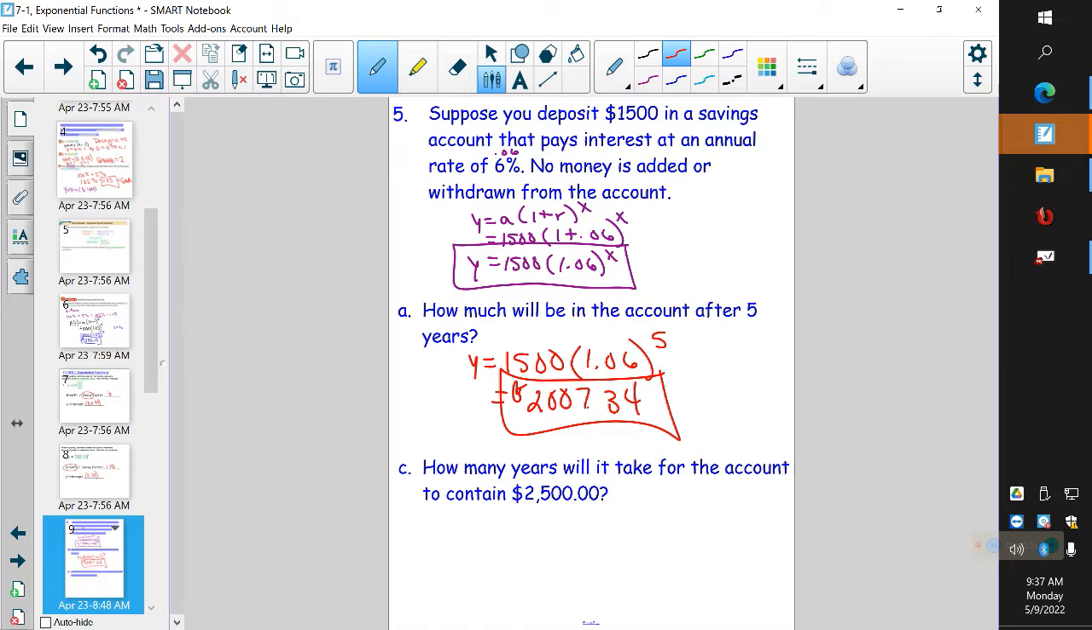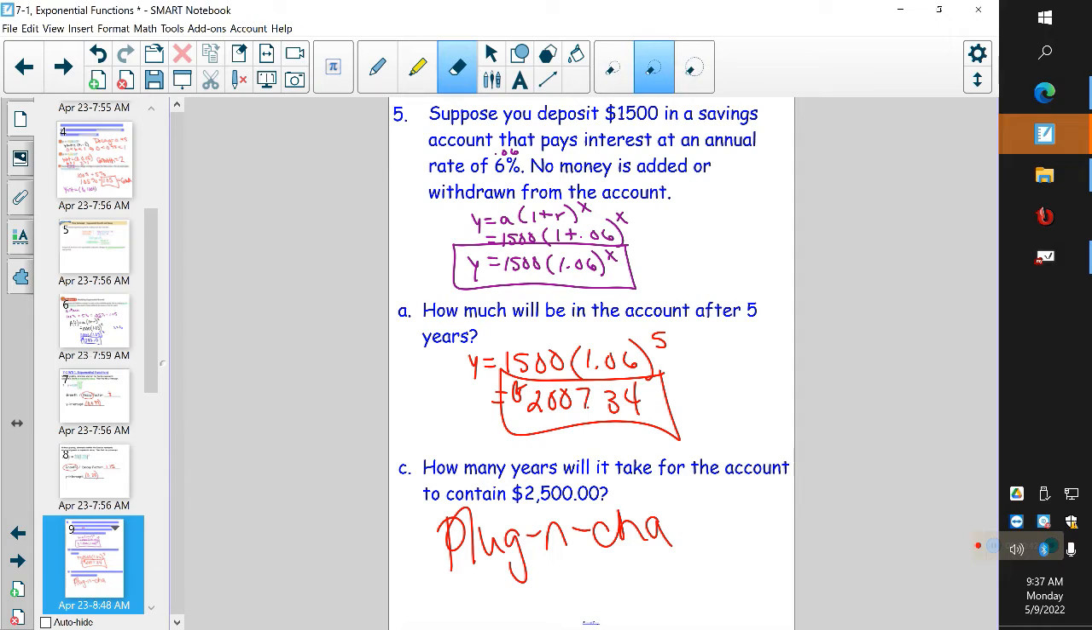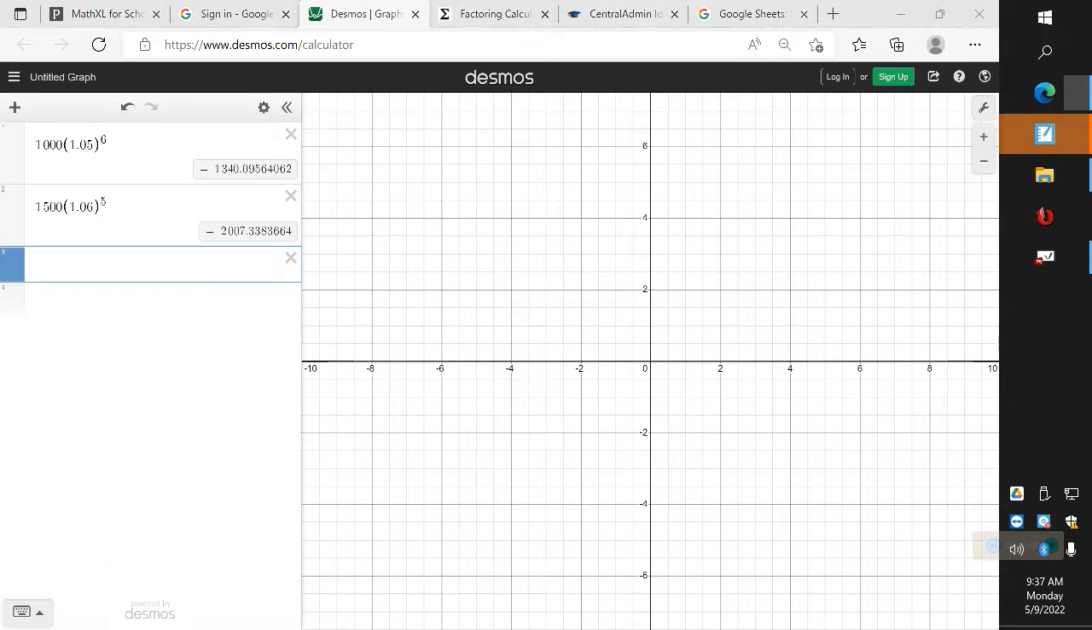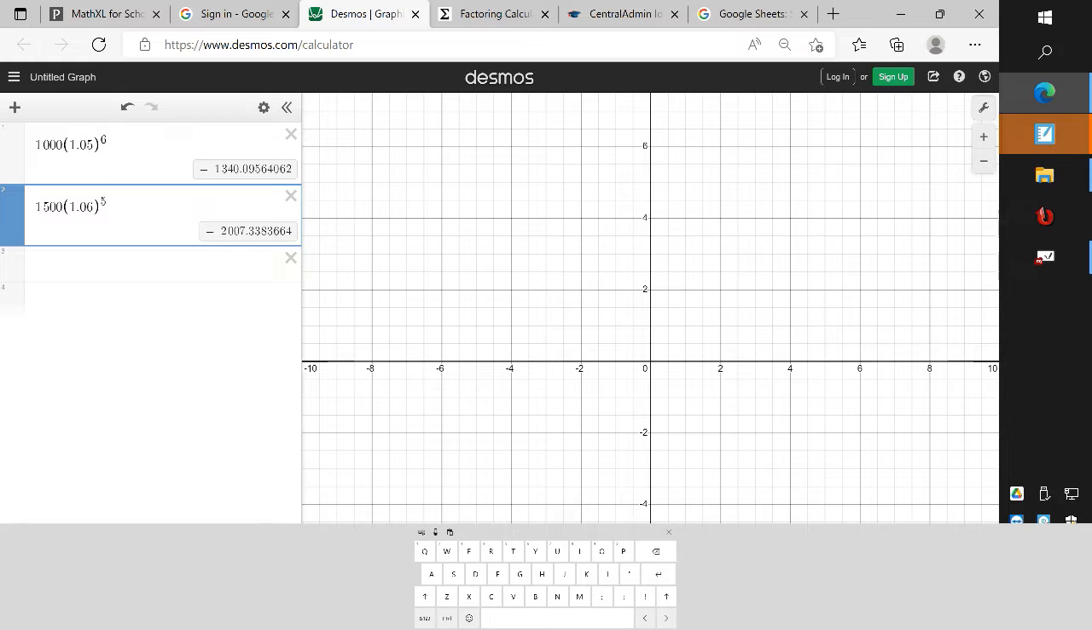Okay? Same thing, part C, I'm skipping over to part C. This is how many years will it take for the account to contain $2,500? So this is going to be a plug and chug. This is like a guess and check scenario. So I'm going to come back over to here, and I want to know when I'm going to get back up to there. So I'm just going to keep changing this amount.